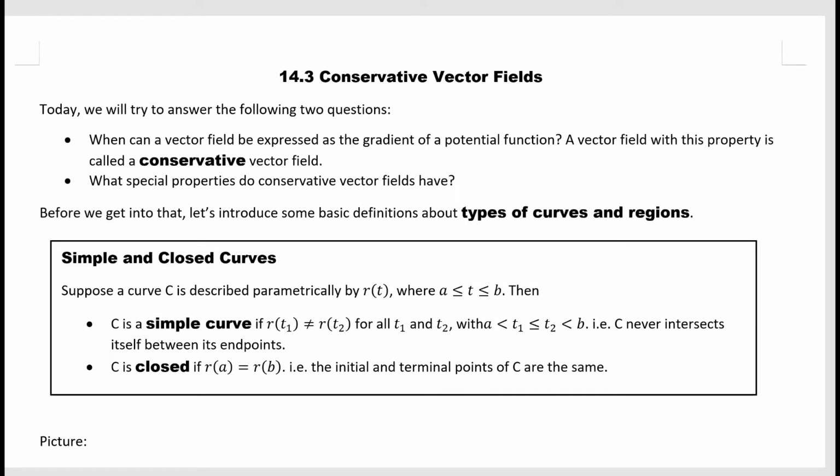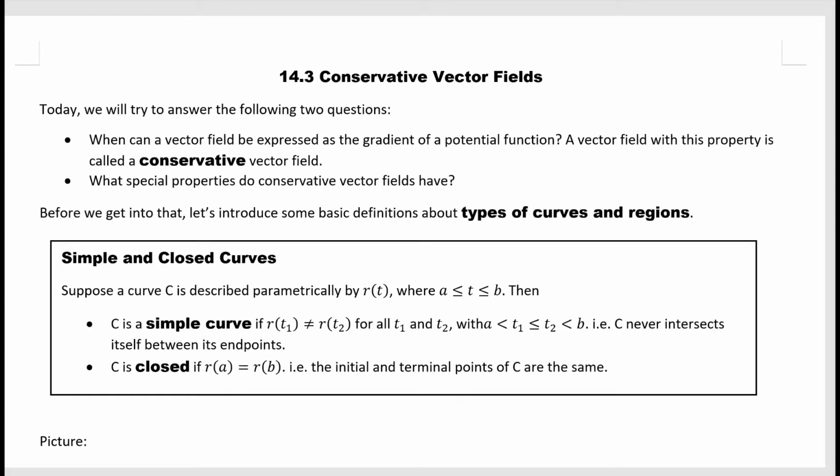So we want to try to answer the following two questions. When can a vector field be expressed as the gradient of a potential function? A vector field with this property is called a conservative vector field. What special properties do conservative vector fields have? Before we get into that, let's introduce some basic definitions about types of curves and regions.